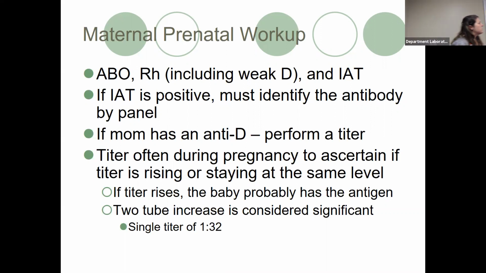They will use the titer to measure if baby is Rh positive, or not necessarily Rh positive, but antigen positive for anything. It doesn't have to be anti-D.